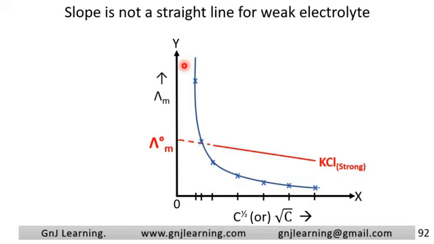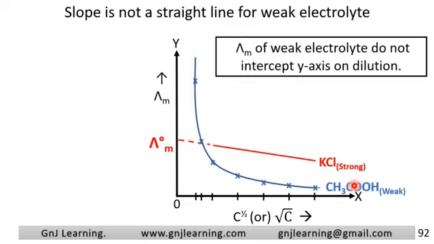Because for a weak electrolyte, what is the definition of a weak electrolyte? A weak electrolyte will not dissociate completely in a solution. So in higher concentration, dissociation will be very weak. As we dilute the solution, dissociation starts to increase, and at extreme dilutions, dissociation will be very fast. So this is the case of weak electrolyte, and lambda m of a weak electrolyte does not intercept the y-axis on dilution.